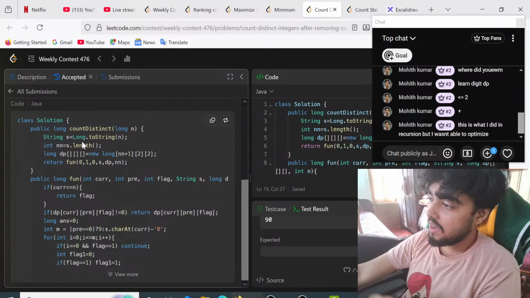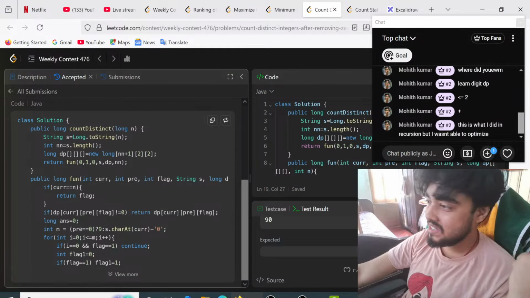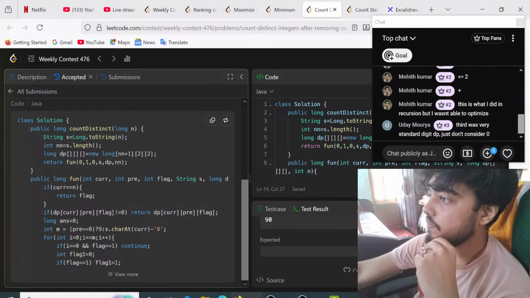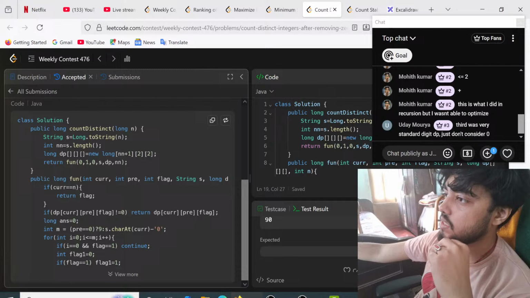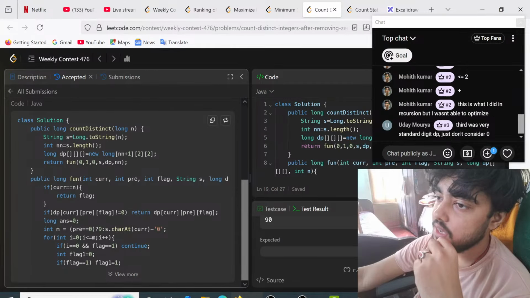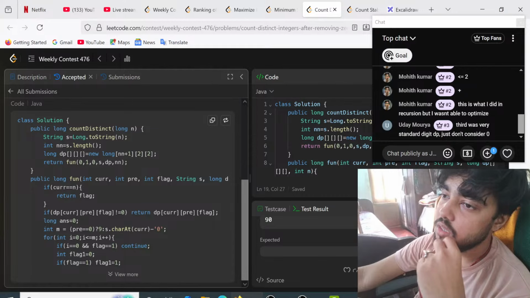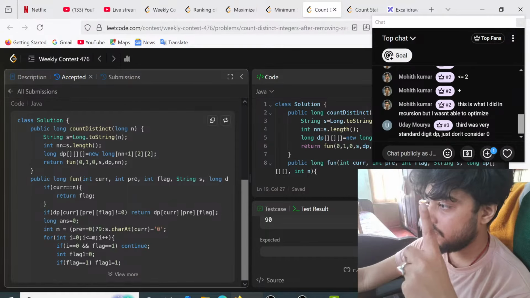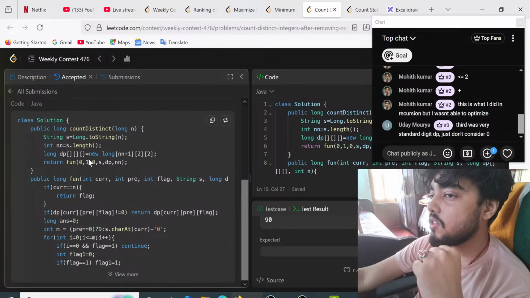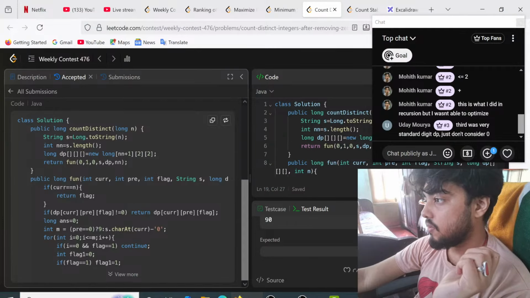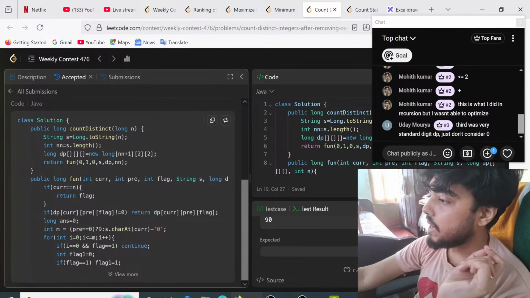First of all, you have to convert the number into a string, otherwise it is difficult for us to do the operation. Third was very standard digit DP, just don't consider 0. So DP of this, n, n plus 1, 2, 2, 0, 1, 0. So why 0, 1, 0? 0 is the current position, that is we start from the 0th position. Flag is 0, we don't set it as 1 until we encounter a non-zero element. And pre is the tight value. So initially the value is tight.